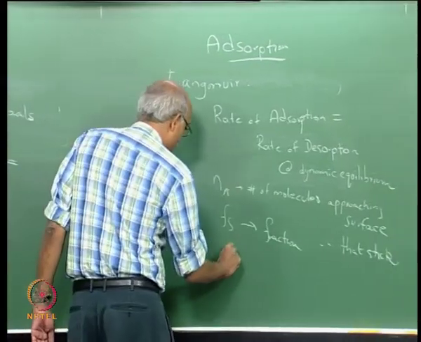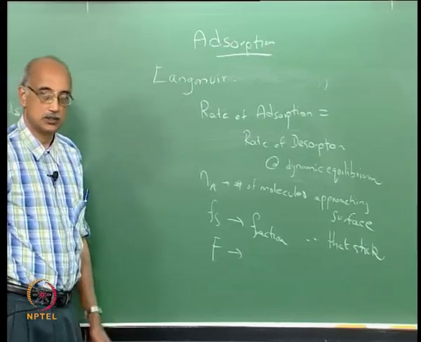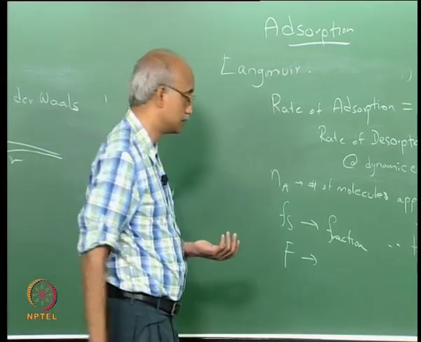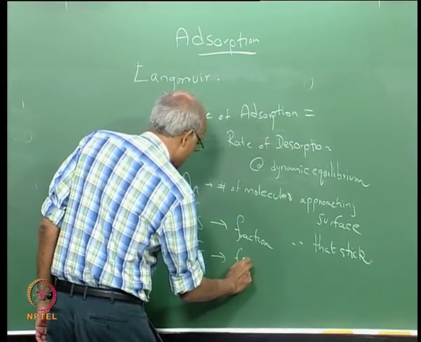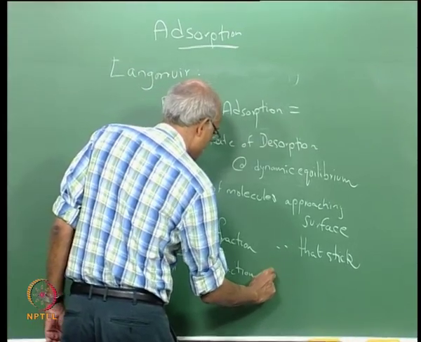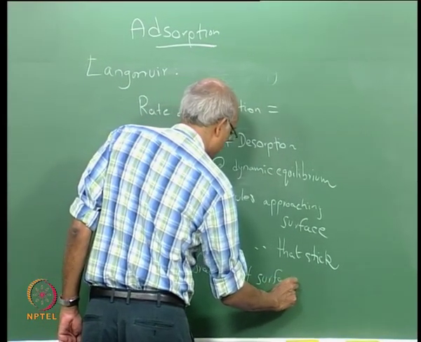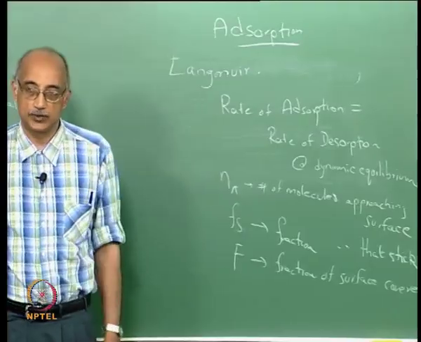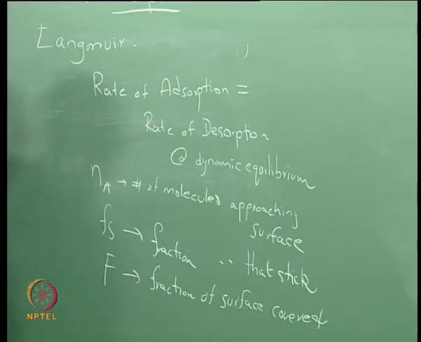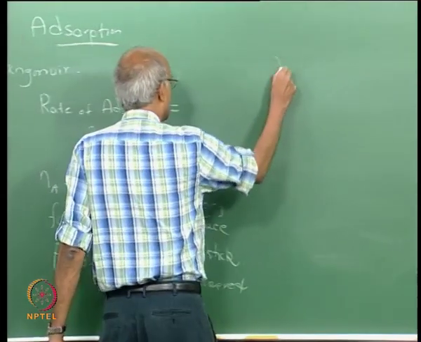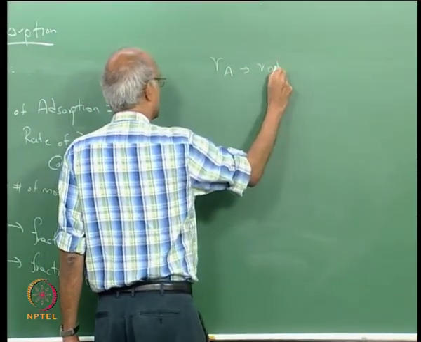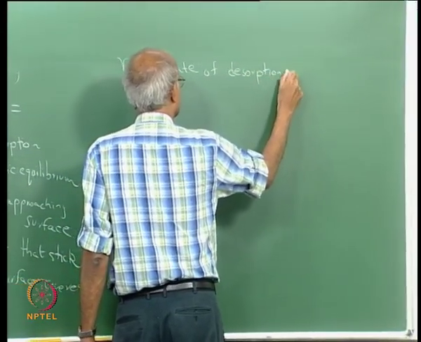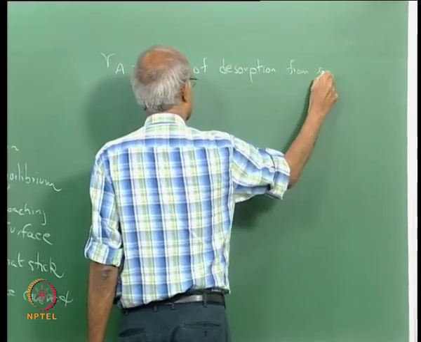And let's say that F is the fraction of surface on which molecules have already adsorbed. So F is the fraction of surface covered by the adsorbed molecules. And finally, let's say that RA is the rate of desorption of species A from the surface.